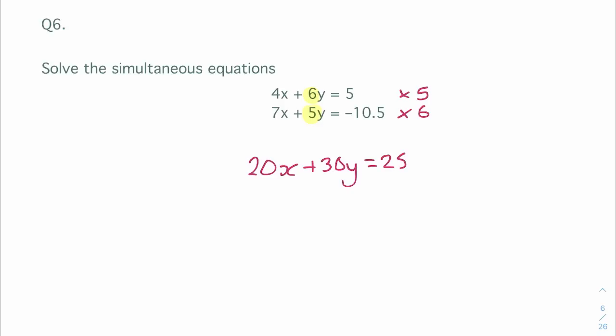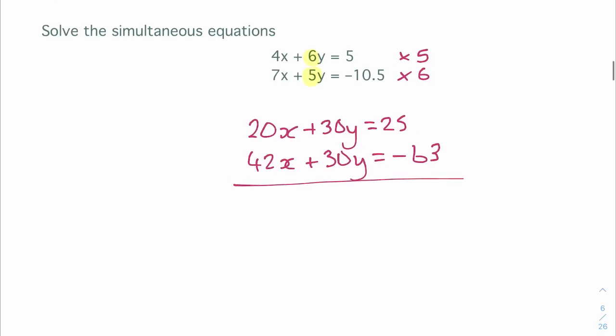The bottom equation, 7 times 6 is 42, so that's going to be 42x plus 30y, and that now equals negative 10.5 times 6. I would type it into the calculator just to make sure I get that right, and it comes out as minus 63. So now we've got our two equations with the same coefficient of y. I just need to decide whether to add or subtract. Now the coefficients that are the same also have the same signs. So when they have the same signs, we will subtract.